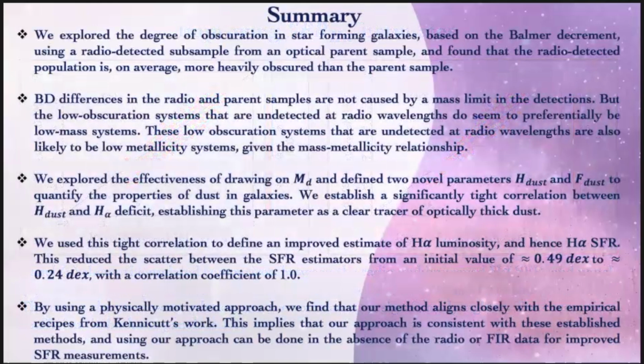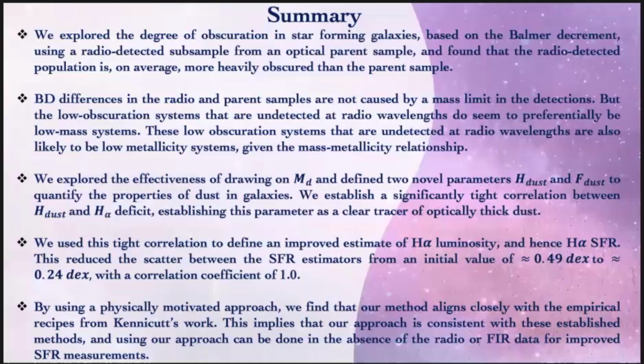So I'm just going to summarize this dust part of the project. It mostly started with radio detected sources chosen from optically selected galaxies. The main idea was to explore the degree of obscuration of star forming galaxies based on Balmer decrement. We found that we are missing the lower mass end of the radio detected population, so lower mass, low Balmer decrement, lower obscuration galaxies from the radio sources, and we can't detect those. It's still a puzzle why that might be the case. We tried to explain it with different models and it is still puzzling.